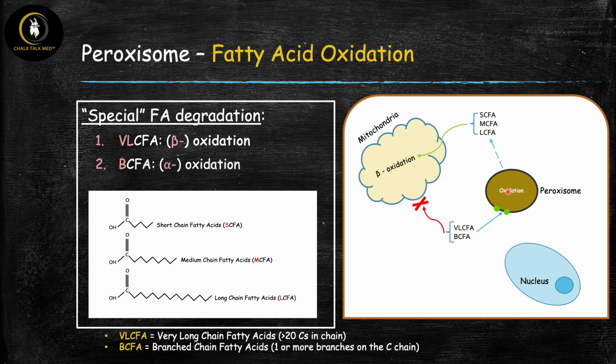What's going to happen though is that once they're oxidized here, they're essentially broken down into short, medium, and long chain fatty acids and released back into the cytoplasm. And now here, they're just going to be taken up because short, medium, and long chain fatty acids can be taken up into the mitochondria, and they're going to undergo beta oxidation just like regular. And this is how the peroxisome helps deal with breakdown and degradation of very long chain and branch chain fatty acids for the cell.